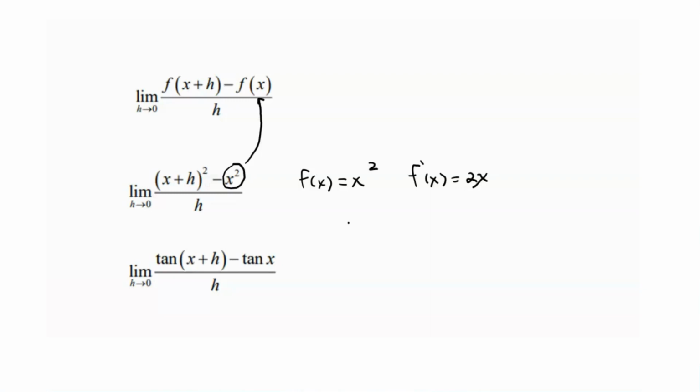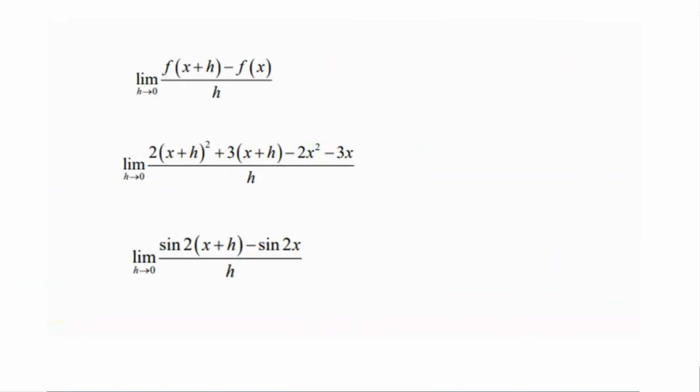So we look at the next one, and we can see our function that we have is tan x. So that means f of x is equal to tan x, which means that f prime of x is equal to secant squared x.